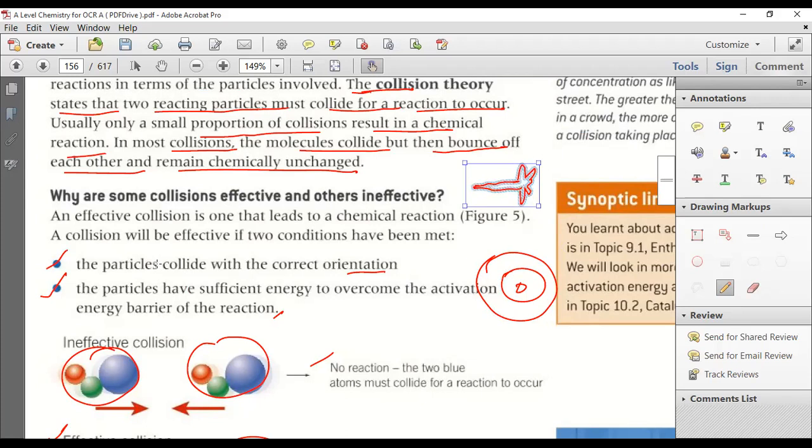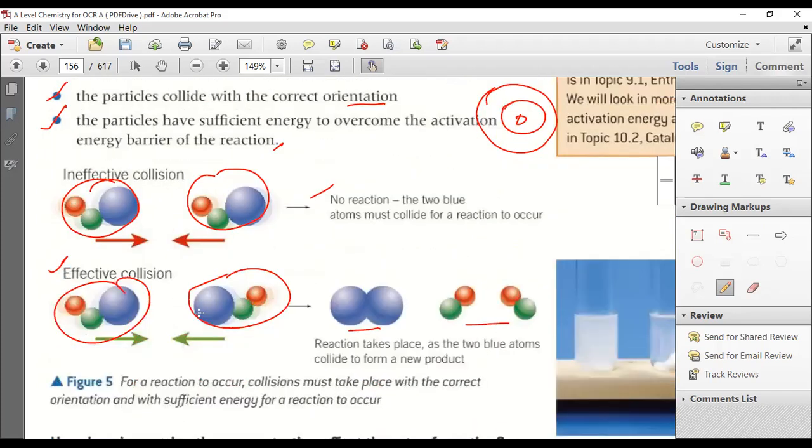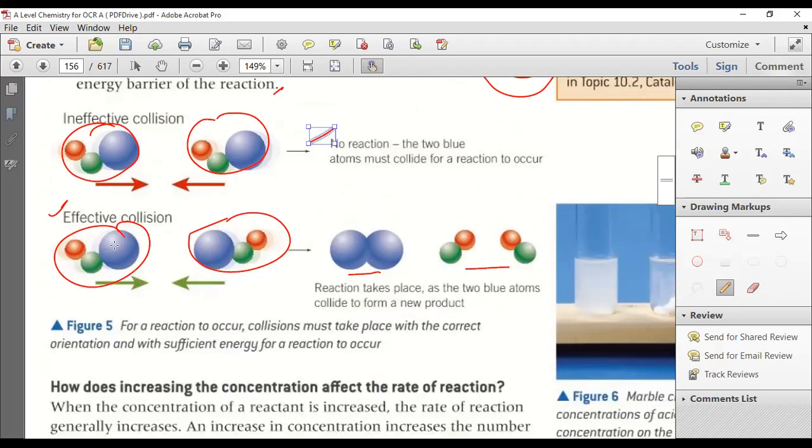Is that point clear? You can clearly see in this case and in this case there is no reaction, but this one is going to give you a reaction. So two blue atoms collide and form a new product. And this is known as an effective collision because it has the correct orientation of collision, and it also has a sufficient amount of energy to overcome the activation barrier of a reaction.